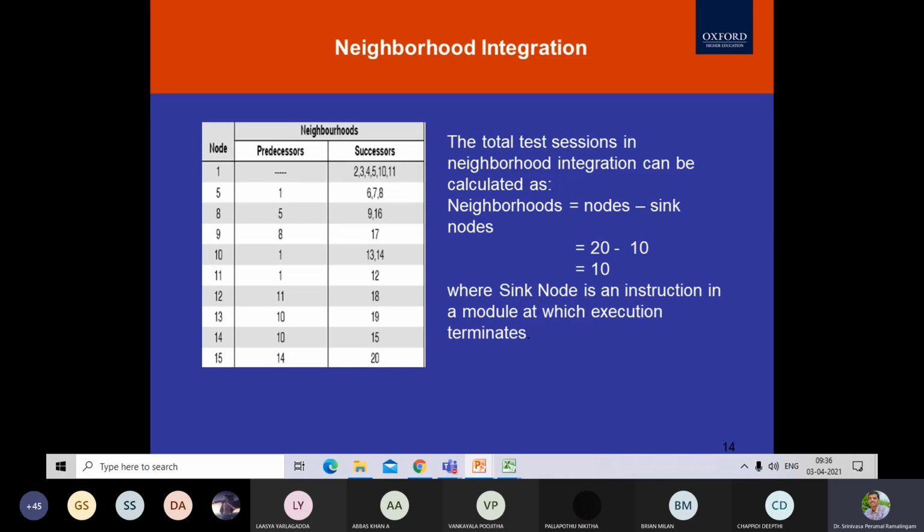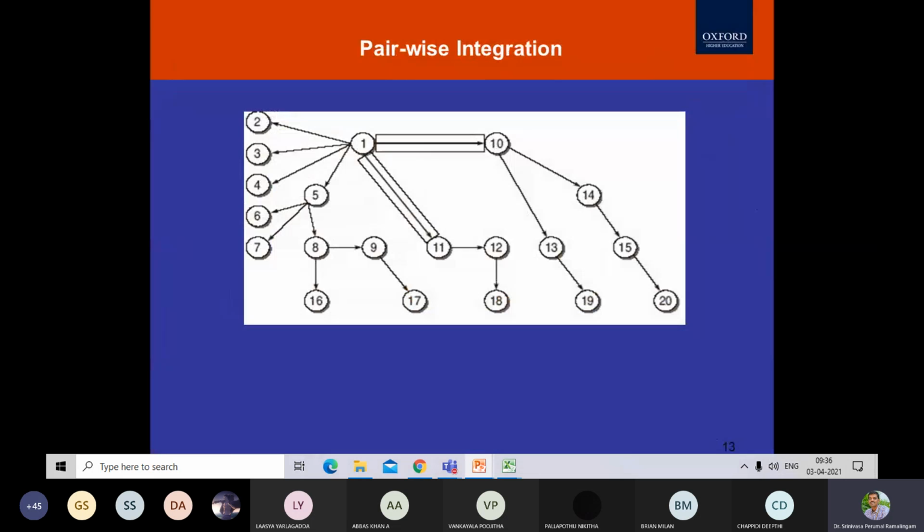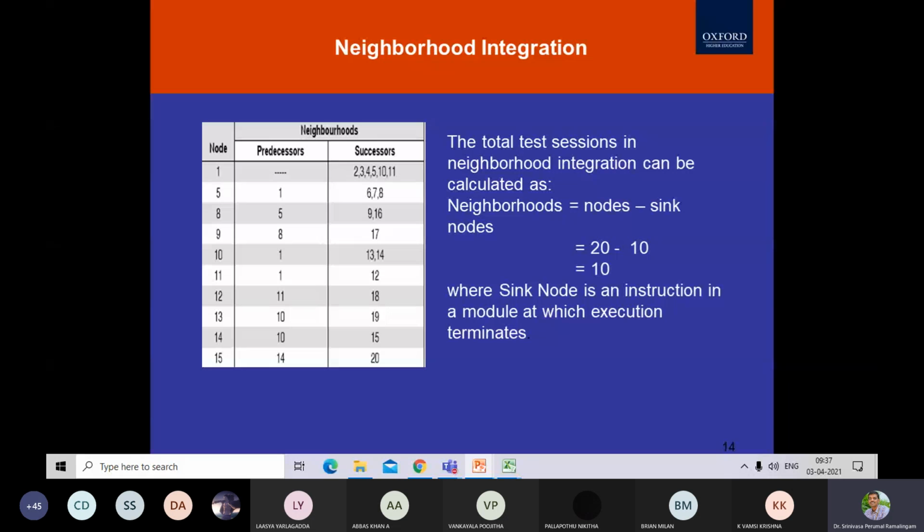Coming to the neighborhood integration testing. So we need to identify which are all the neighbors. For 1, which are all the neighbors? Who are all the neighbors of 1? That means adjacent to 1. 2, 3, 4, 5, 10, 11. Am I right? 2, 3, 4, 5, 10, 11. These are all the successors. For 1, there is no predecessor.